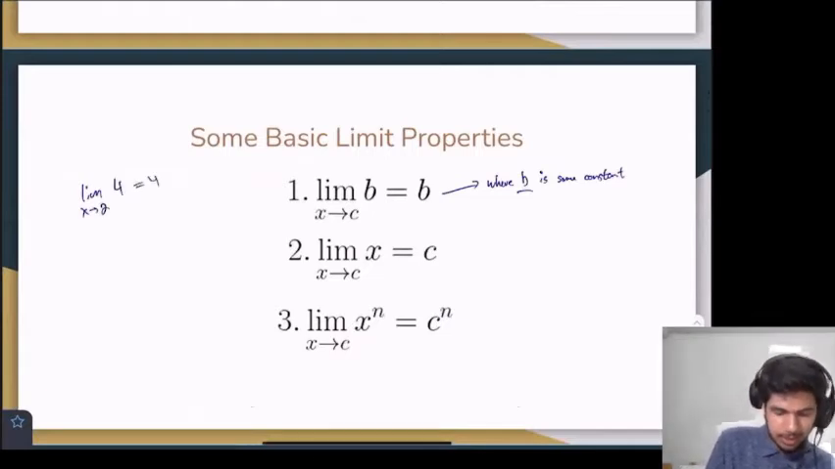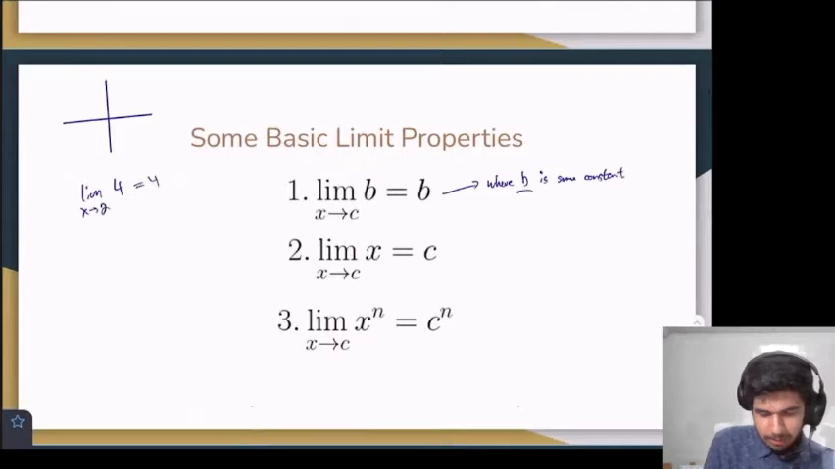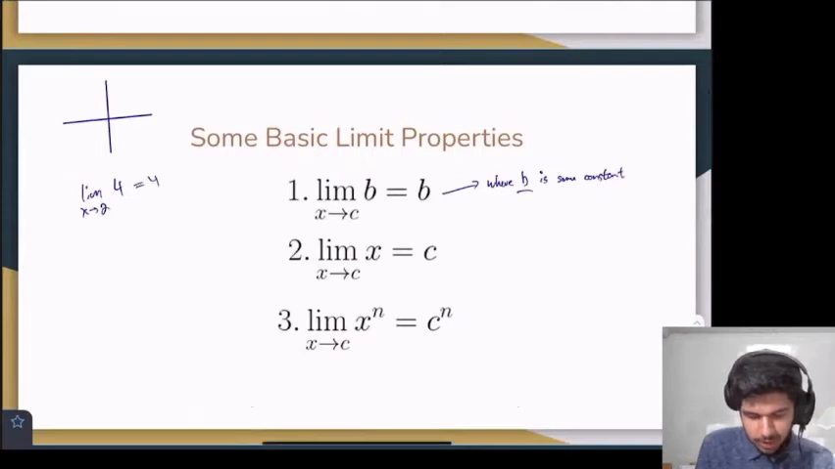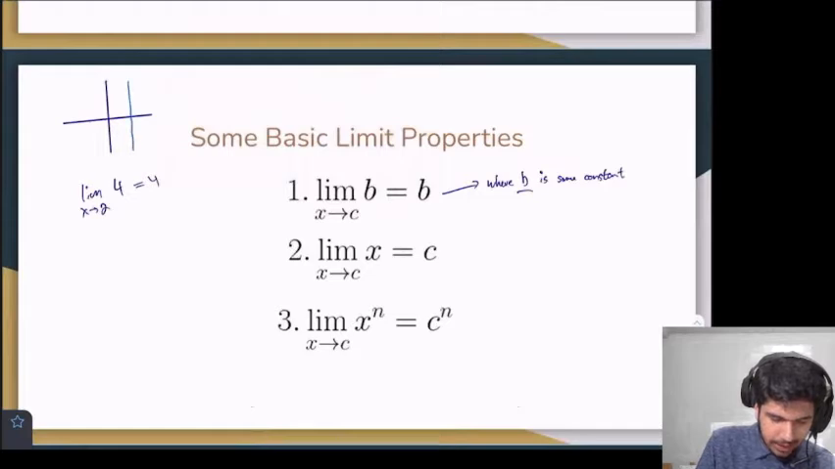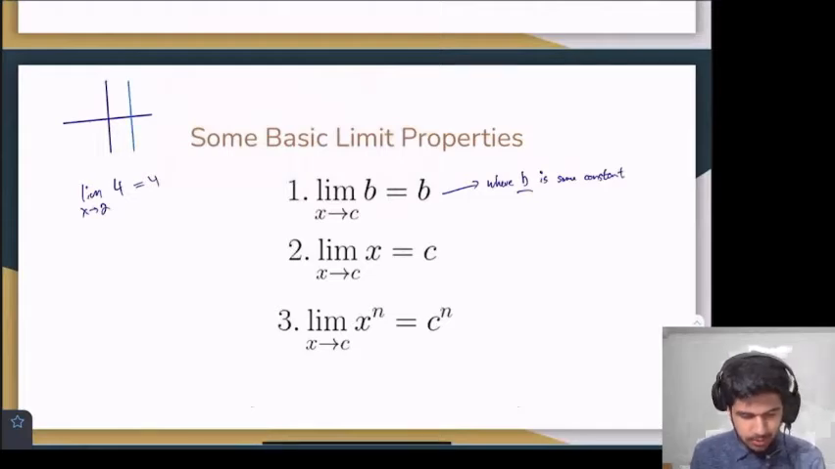So if we have the limit as x approaches 2 of 4, that equals 4. And we can consider it graphically, right? If we have a plane here, and then what happens when we have the graph x equals 4? That's just this line, right? Well, there's not much to say. The limit as x approaches 2, well, there isn't much there, but it's just 4.